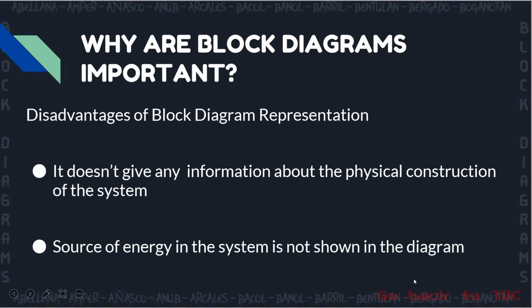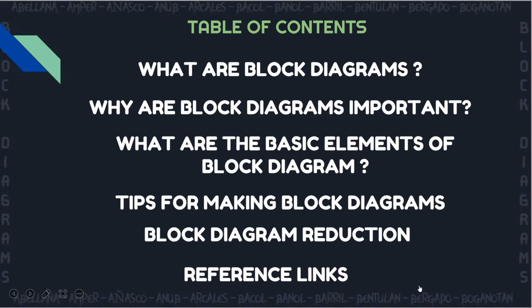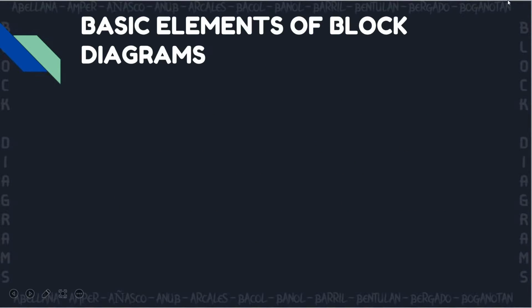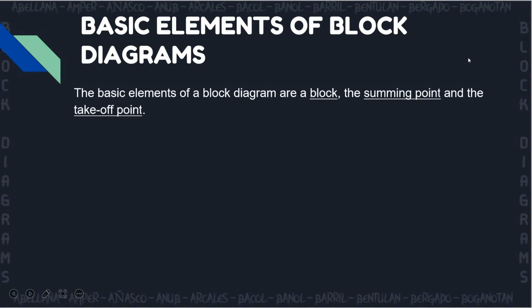So now that we have finished discussing the importance, advantages, and disadvantages of block diagrams, let us now proceed to the next topic, which is the basic elements of block diagrams. The basic elements of a block diagram are a block, the summing point, and the takeoff point. So these are the three most basic elements of a block diagram. You can include arrows.